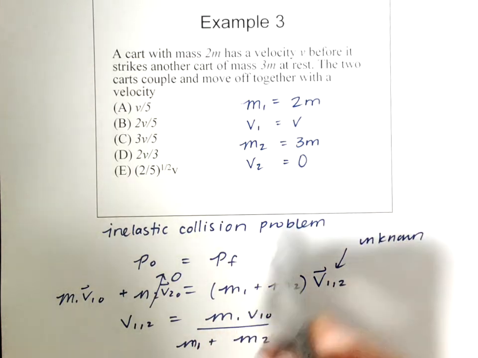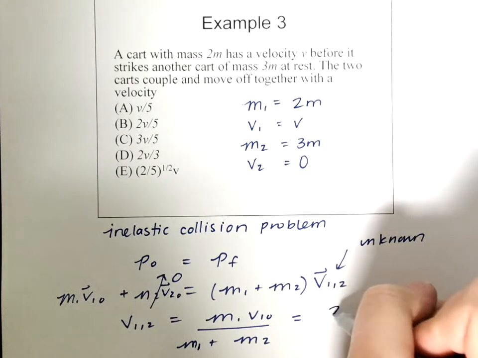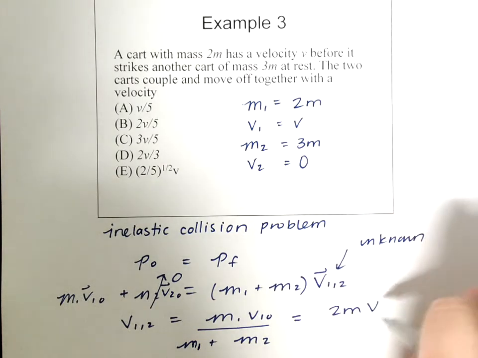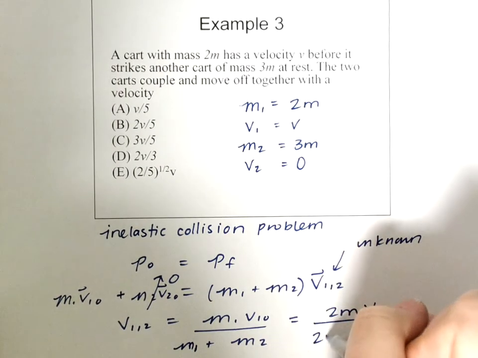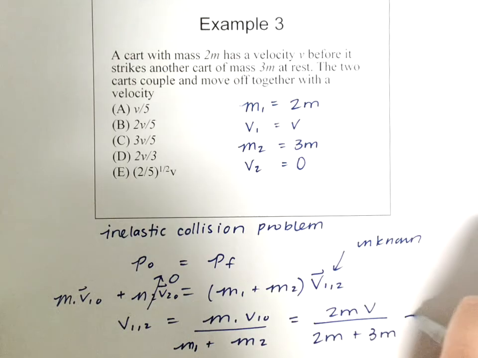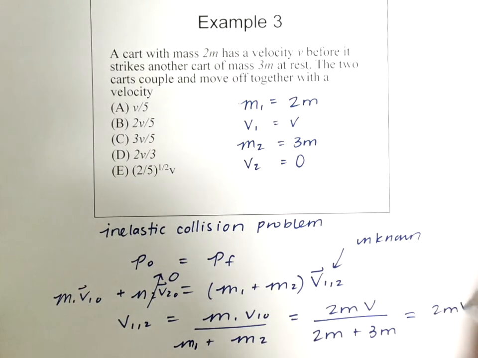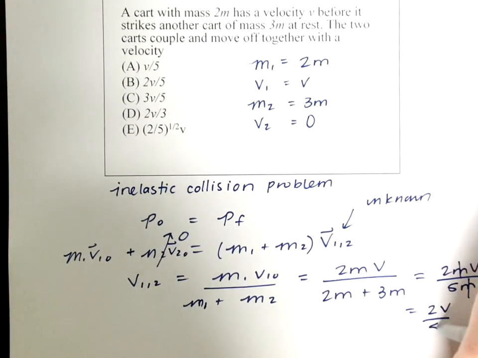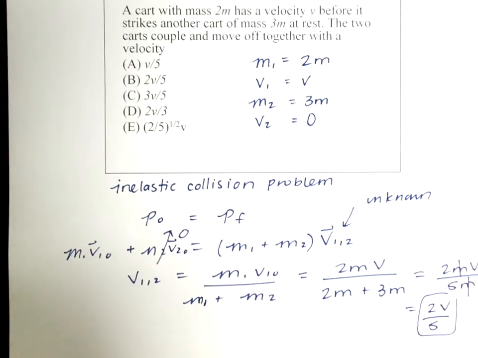Let's go ahead and plug in our givens. M1 was equal to 2M, and V1 was equal to V, divided by 2M plus 3M. So you get 2MV over 5M. And our M's cancel, so we're left with 2V over 5. That is answer choice B.